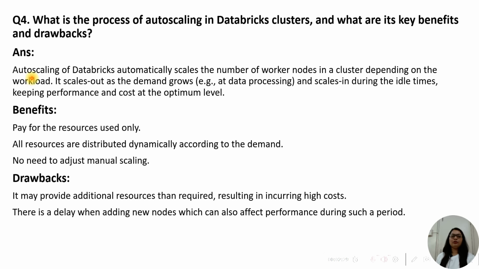So you can simply say autoscaling in Databricks automatically scales the number of worker nodes in the cluster depending on the workload. So it scales out when the demand grows and scales in during idle time to save the cost and improve performance. Then benefits, we pay for the resources used only. All resources are distributed dynamically according to the demand. We need not adjust scaling manually. The drawbacks, it may provide additional resources than required, resulting in high costs. There is a delay when adding new nodes which can also affect the performance during such a period.